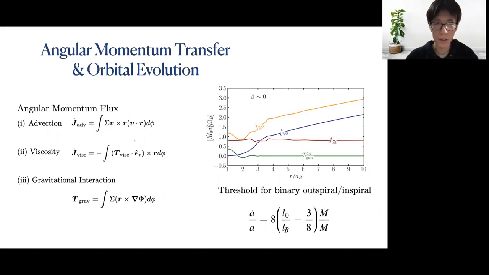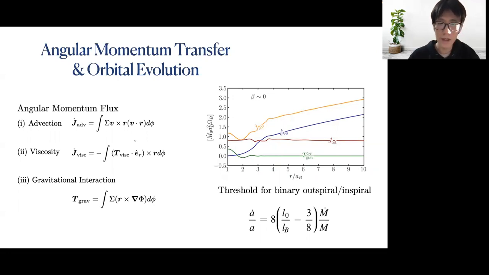Well, in standard accretion disk theory, the advection is the angular momentum carried by each fluid parcel from a larger distance to the inner distance, which actually causes the binary to outspiral. And the viscosity and gravitational interaction is removing angular momentum from the inner region to the outer region. Well, so in the circumbinary accretion case, this is very similar. So we saw the advection torque is making the binary outspiral, and the viscous torque and gravitational torque are the two components that cause the binary to inspiral.